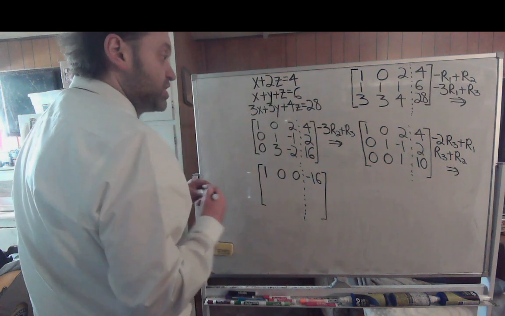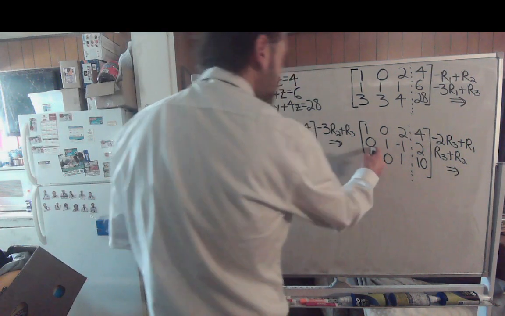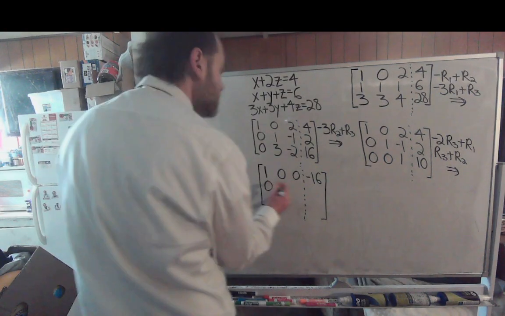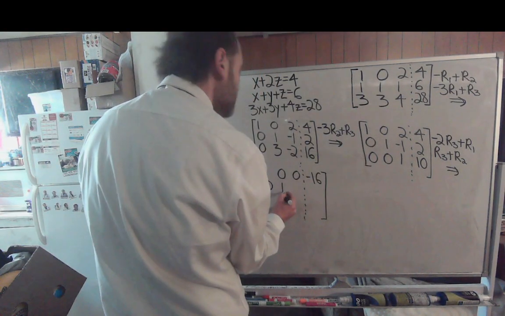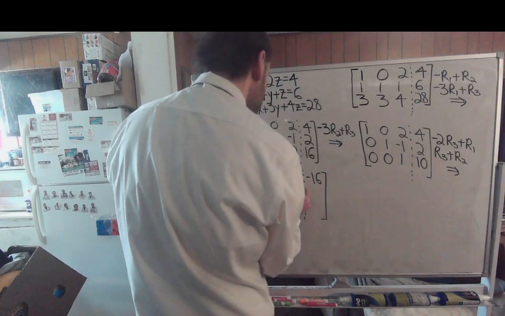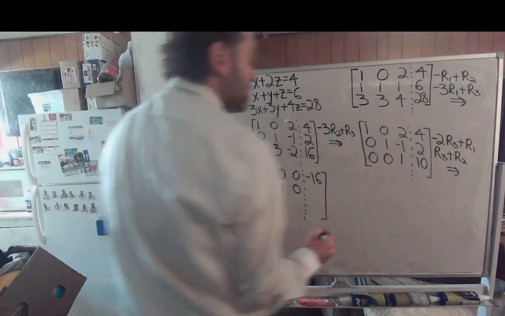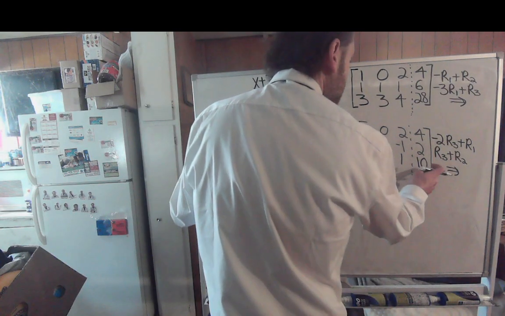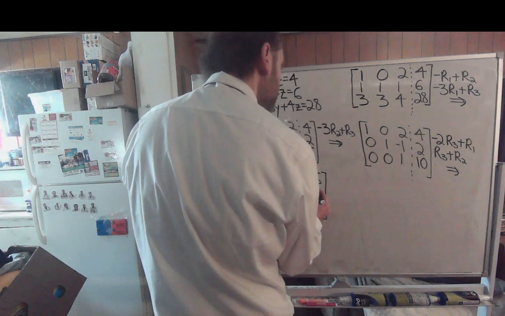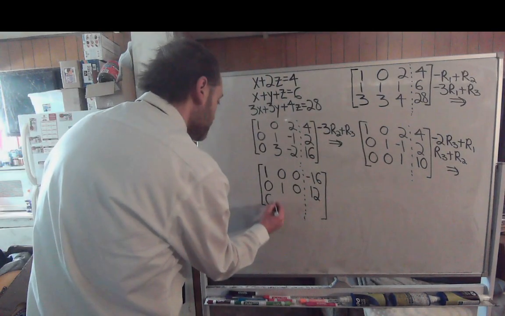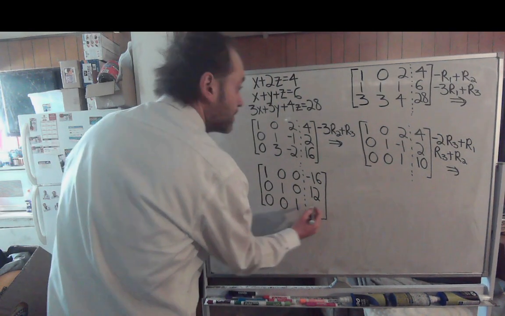Alright, now let's deal between rows 3 and 2. 0 plus 0 is still 0. 0 plus 1 is still 1. 1 minus 1 is 0. Alright, 10 plus 2 is 12, and then you just have row 3, which is already reduced how it needs to be.